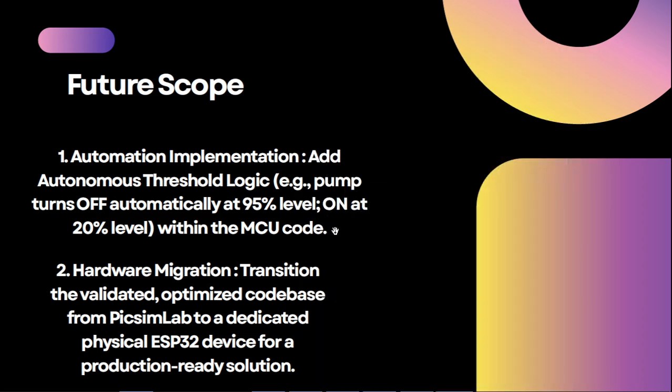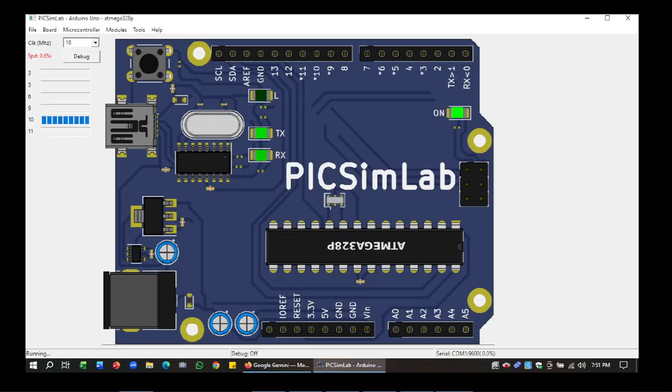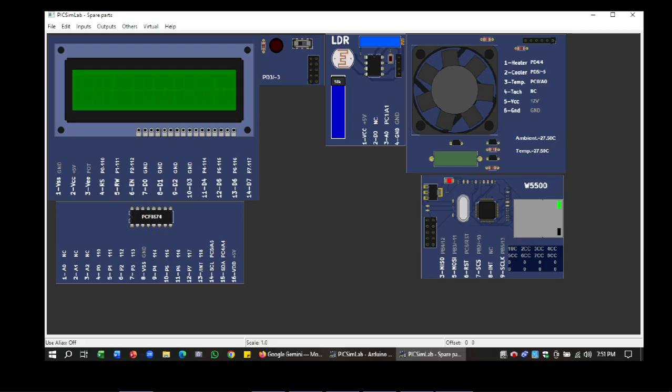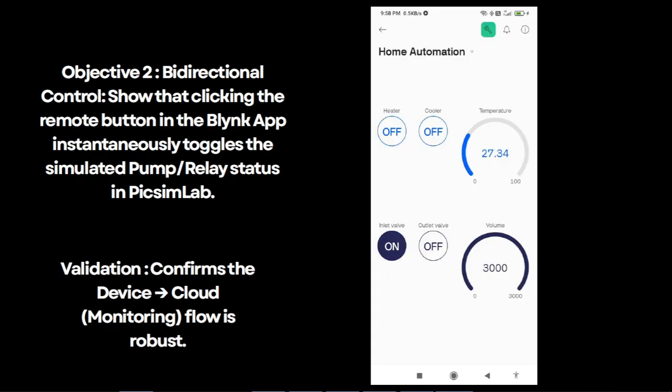So let's move to our PPT. So we saw the data integrity, monitoring the flow. We confirmed that changing the simulator sensor value in PicsimLab immediately resulted in a correct update on the Blynk gauge on the mobile app. And bidirectional control means controlling the flow. We showed that clicking a button on the Blynk app instantly toggles the status of the simulated pump or relay within PicsimLab. I have already told this. This confirms the robustness of the command flow.